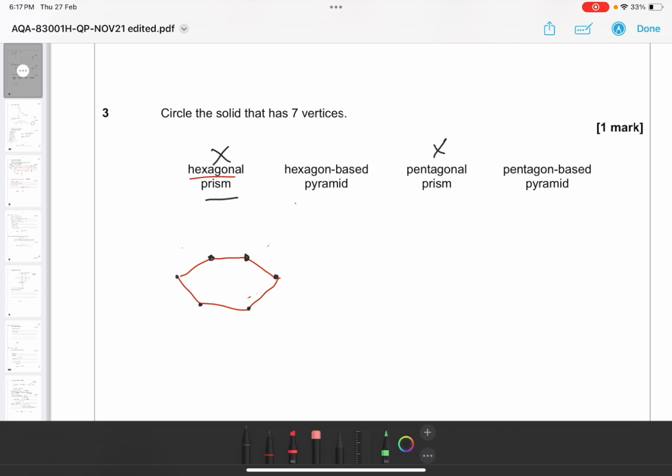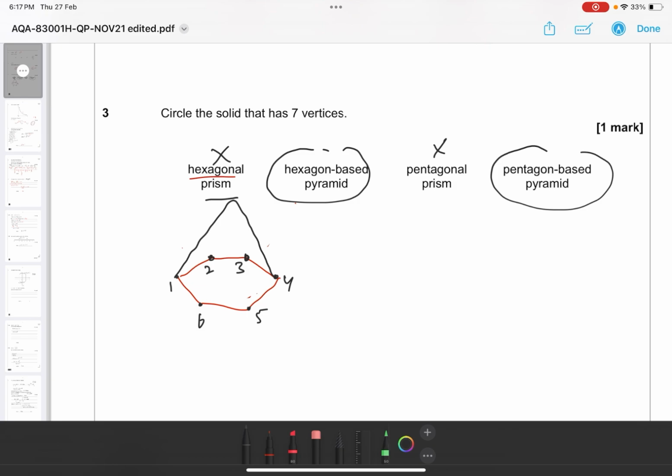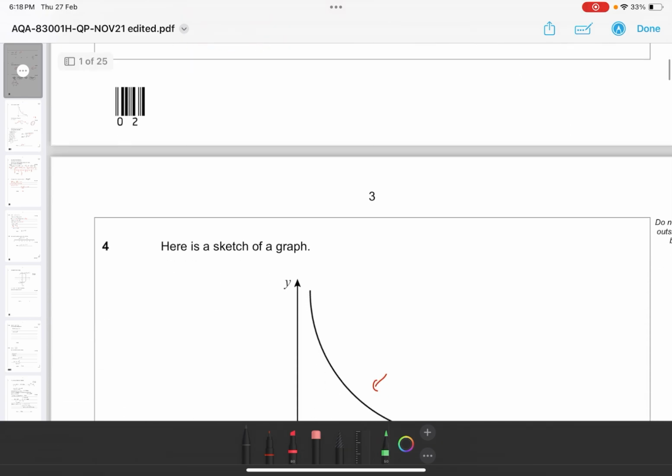Alright, now let's see. Pentagonal based pyramid and hexagon based pyramid. If I check for a hexagon based pyramid, it would be somewhat like this, and it would have 1, 2, 3, 4, 5, 6 and the top one 7. So this one is the correct option. Let us move on to the next question.